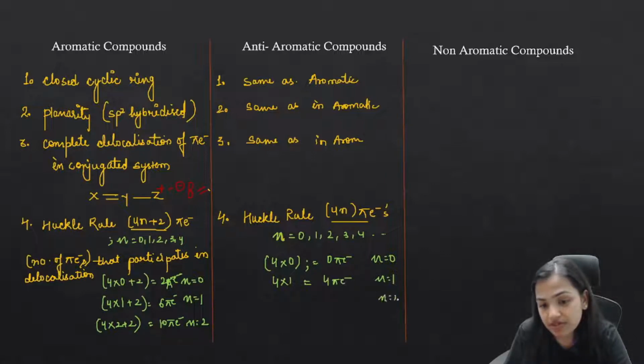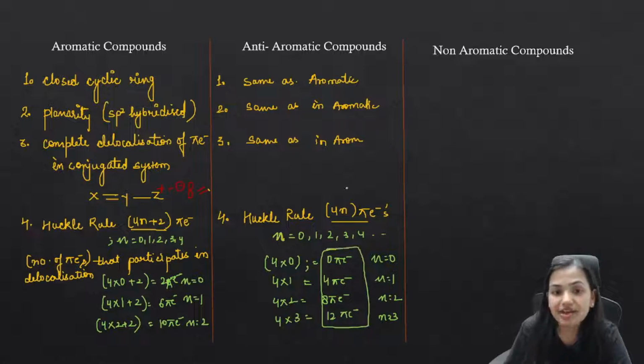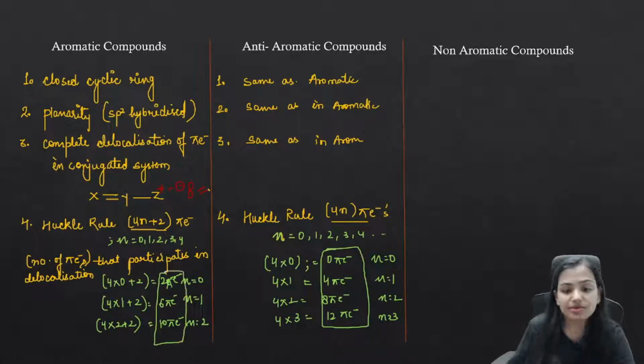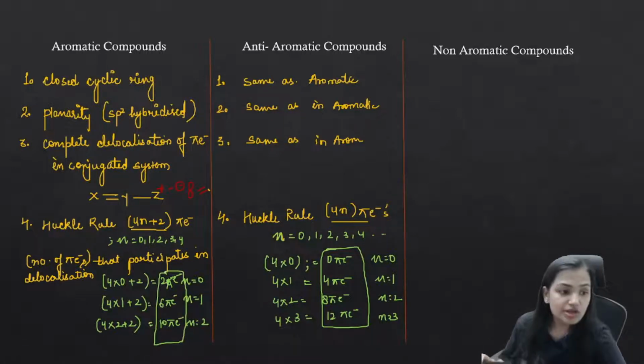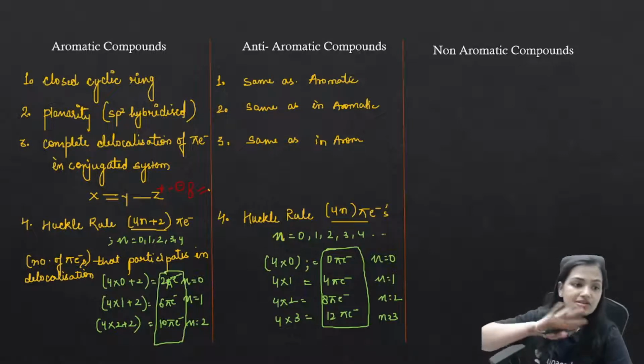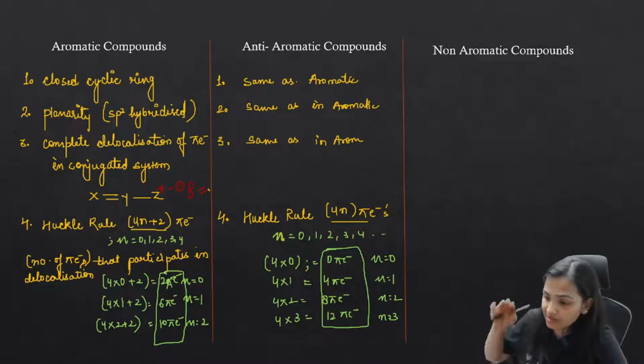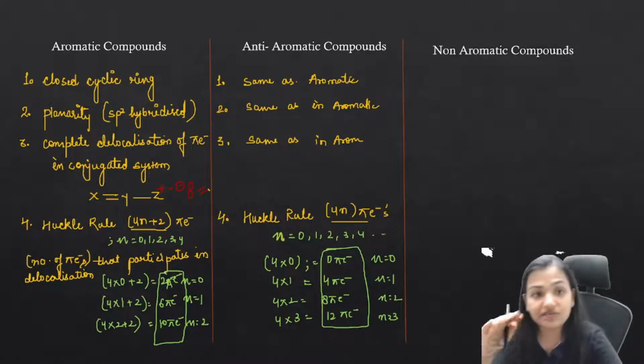When we put n equal to 2, this comes out to be 4 into 2, that is 8 pi electrons. When you put n equal to 3, this comes out to be 4 into 3, that is 12 pi electrons. So whenever we get this many pi electrons, it is said to be anti-aromatic, and when we get 2, 6 or 10 pi electrons, it is said to be aromatic. This is the major point of difference that we have to focus on. So point number 4 is different and the rest of the 3 points are the same in aromatic and anti-aromatic compounds.